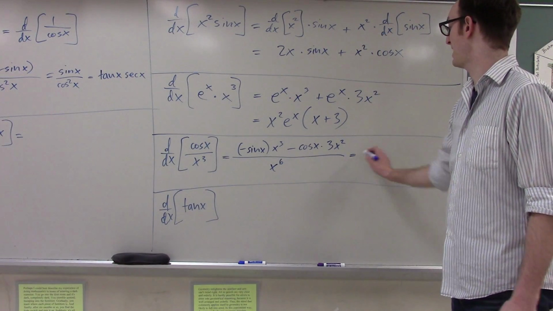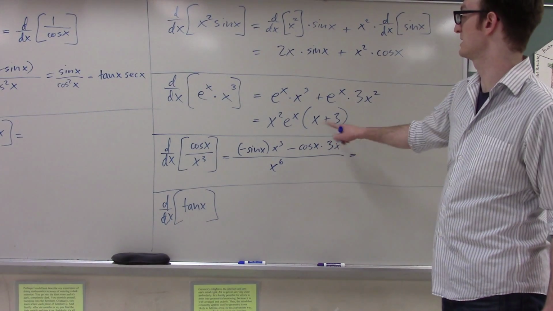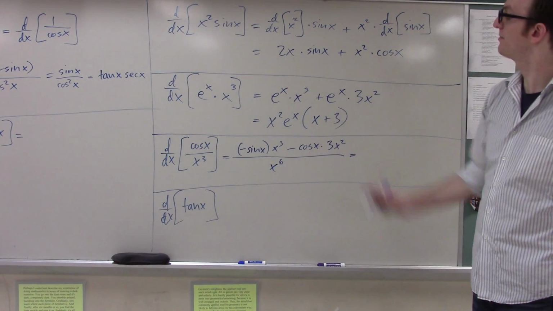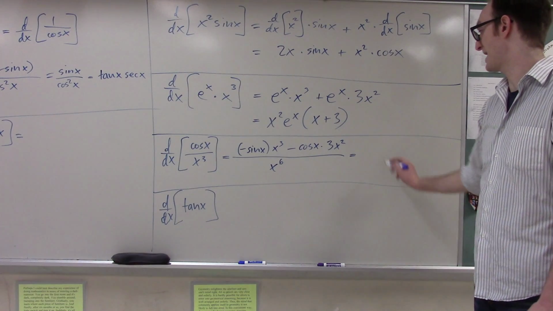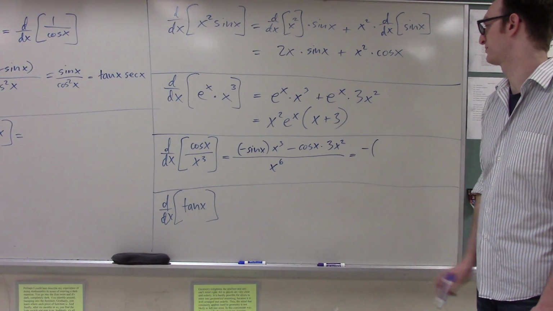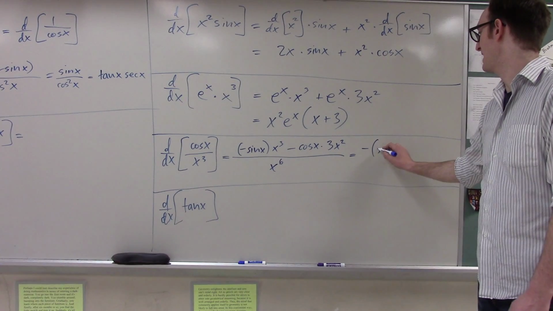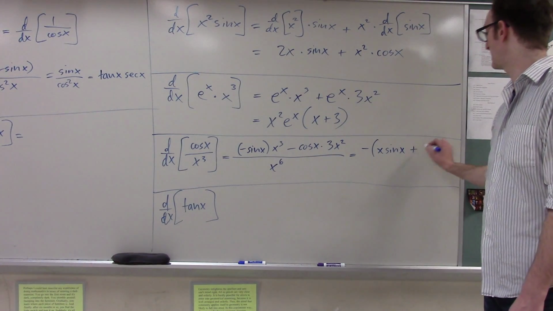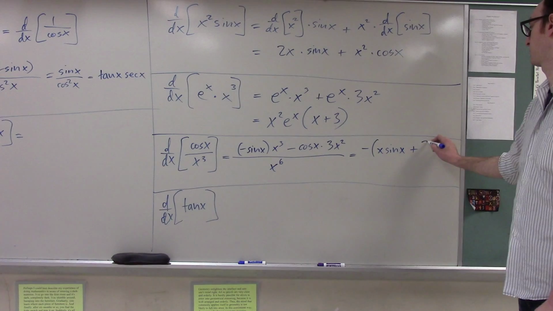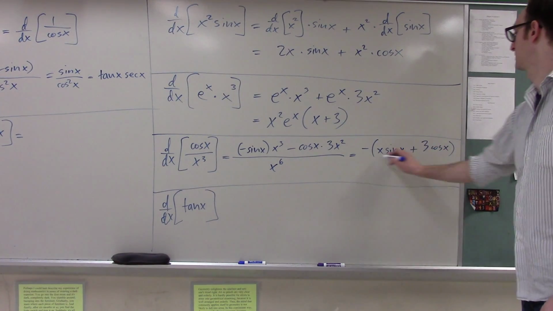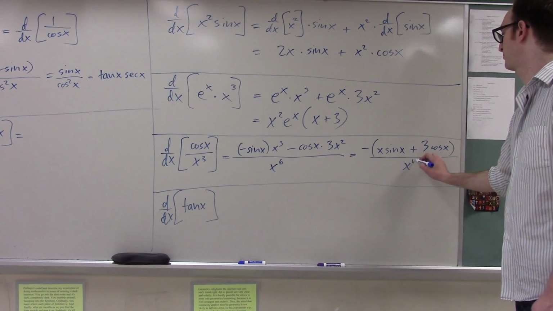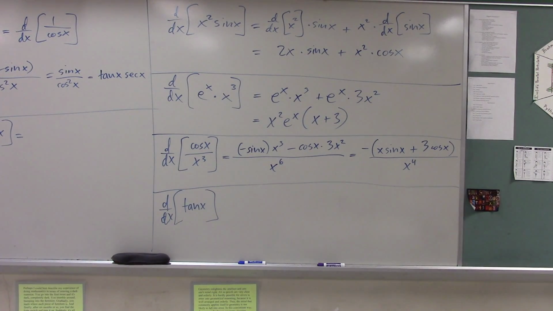And in this case, it's possible for me to clean this up a little bit by dividing the top and bottom by x squared. And so what I actually end up with is something like negative x sine x plus 3 cosine x over x to the fourth. I think I did that correctly. Boom, boom. Took out the negative, there's a 3 involved. Pretty sure that's right. Yeah, cool.